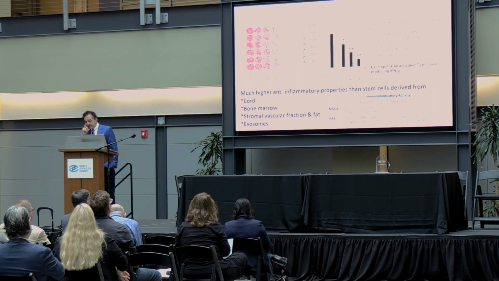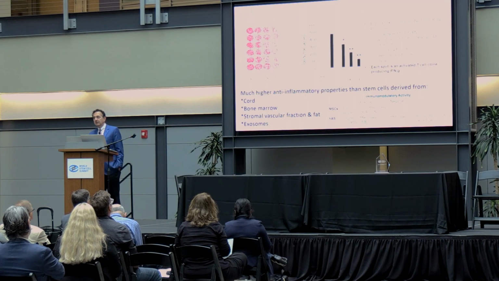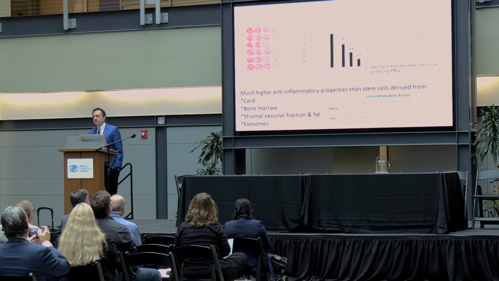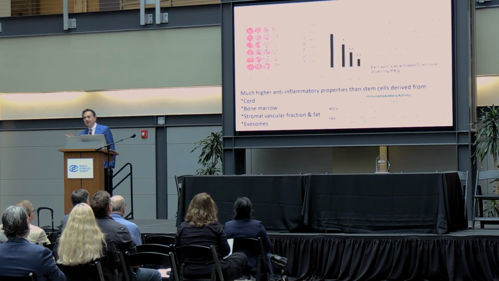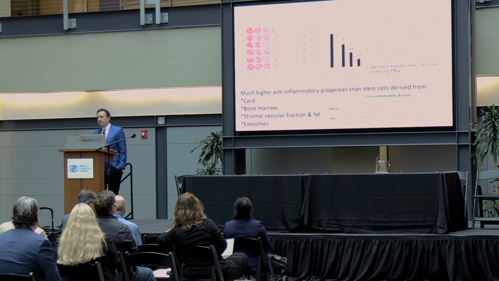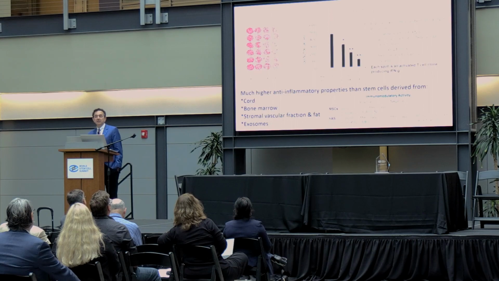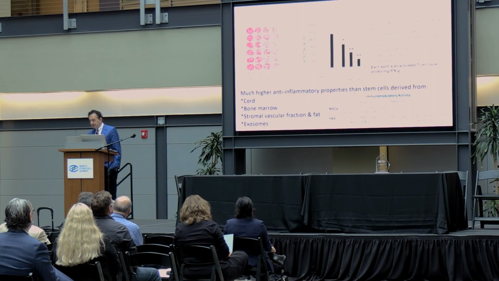So the cells can be used in two manners. The cells could be used just like bone marrow stem cells or fat stem cells or other stem cells in terms of their immunomodulation properties. But when you compare them side by side, they have a much higher anti-inflammatory milieu than stem cells derived from the other cell types, including not just cells but exosomes. They have a much, much higher anti-inflammatory ability.